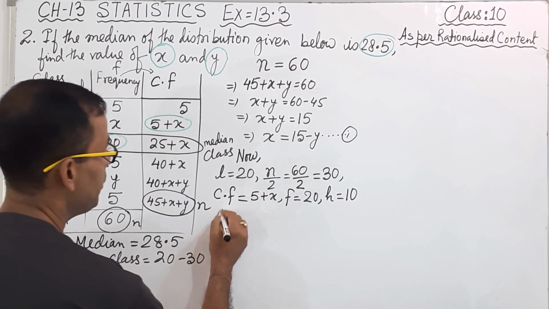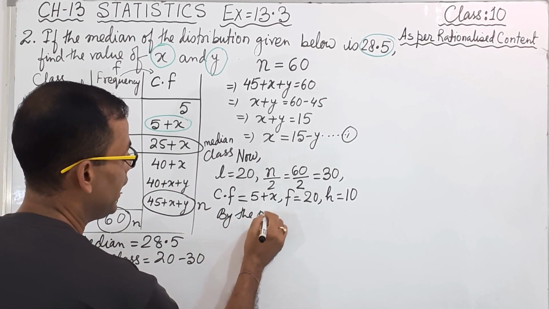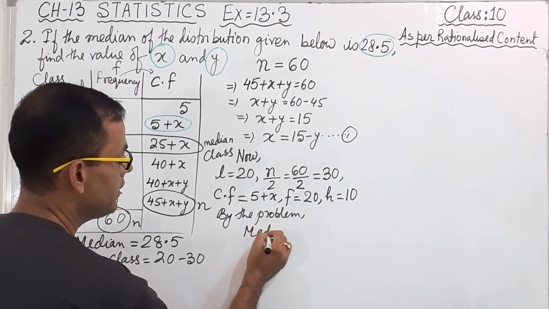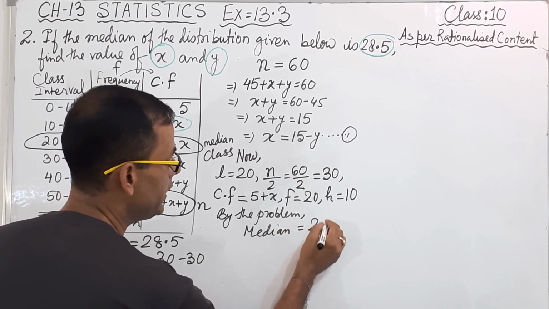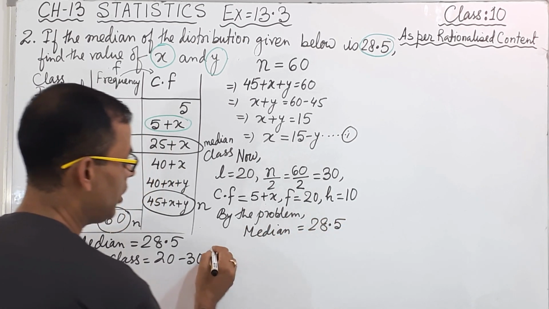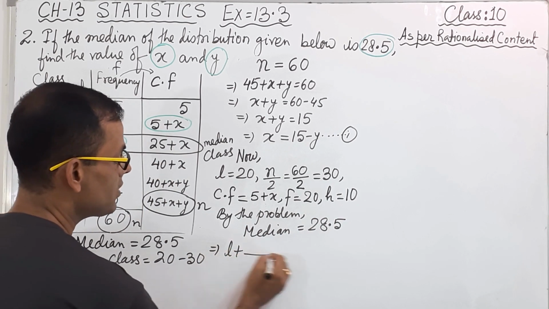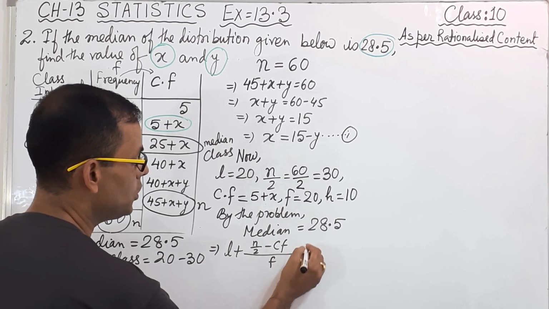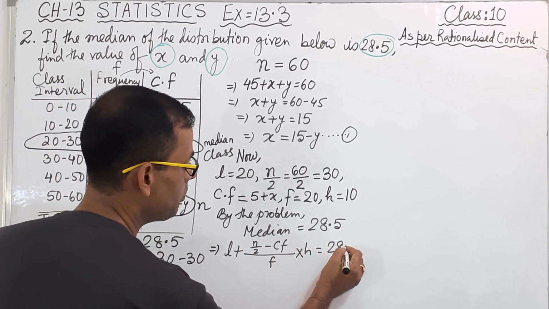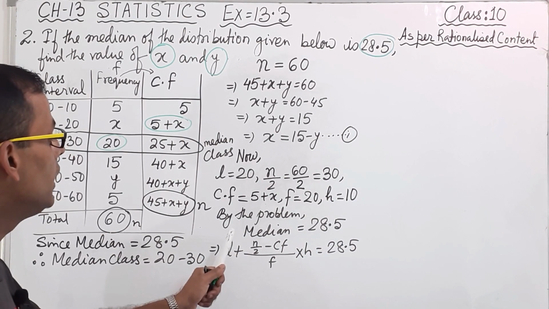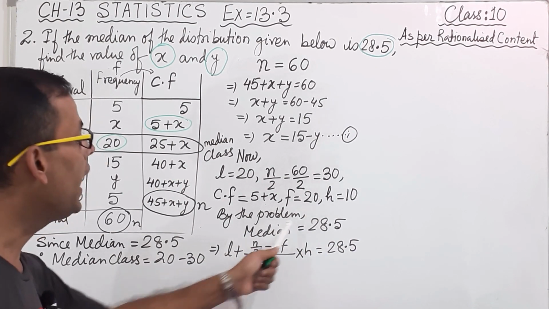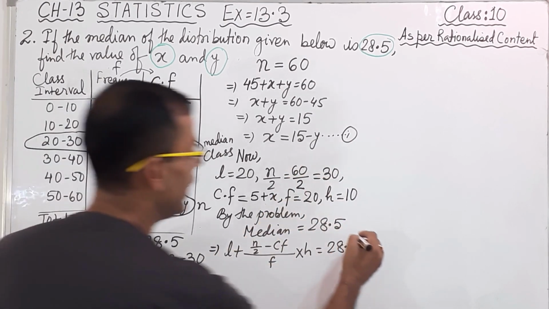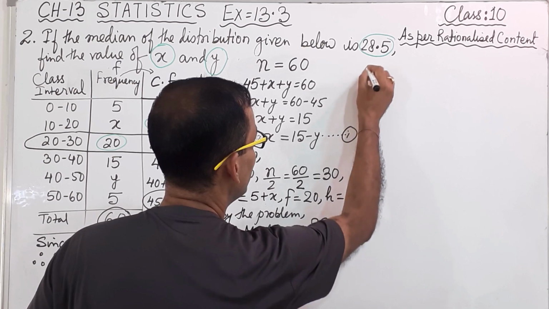Now what will I write? By the problem, I will write median. See, median was given to us: 28.5. Now the median formula is L plus n by 2 minus CF by f into h equal to 28.5. Now the formula of median I wrote, and the value of the median is also given to us. So now I will put the values of the rest of the terms.